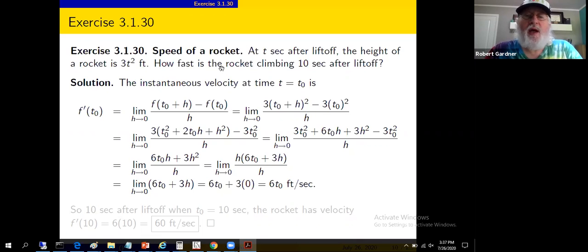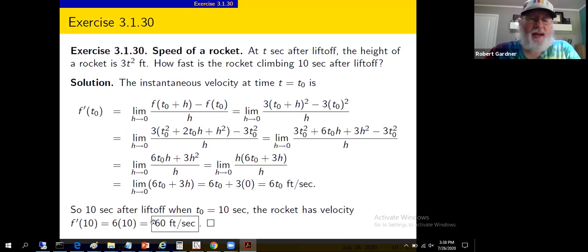They want to know how fast the rocket is climbing 10 seconds after liftoff. That is when t sub 0 equals 10. So we'll plug t sub 0 equals 10 into this velocity function, and we'll get 60 feet per second. I may not keep up with the units throughout the computations, but I'll certainly put them in at the end of the computations. It's pretty ugly keeping up with them along the way, but I will be conscientious of units. It's a velocity, feet per second. Yeah, that sounds right.